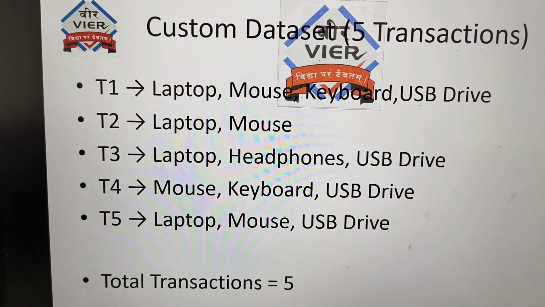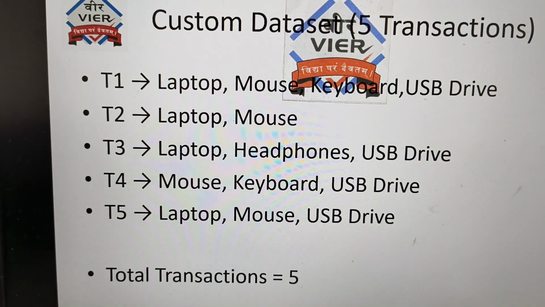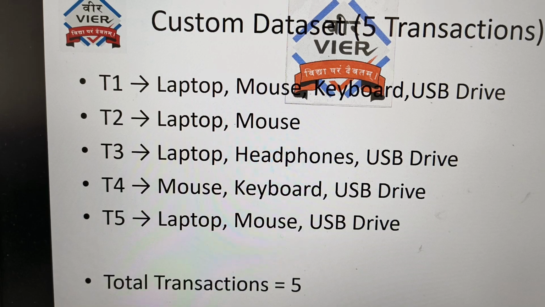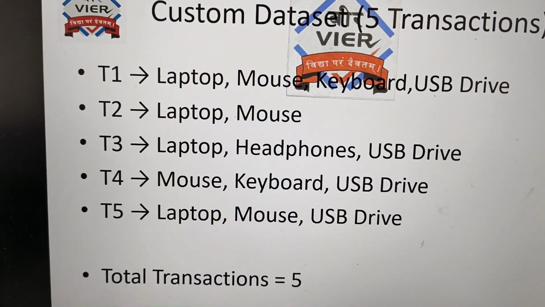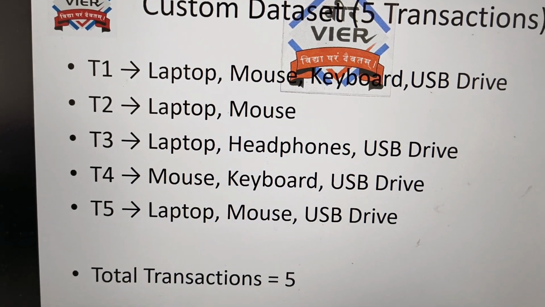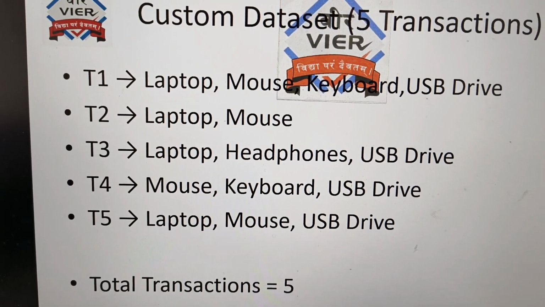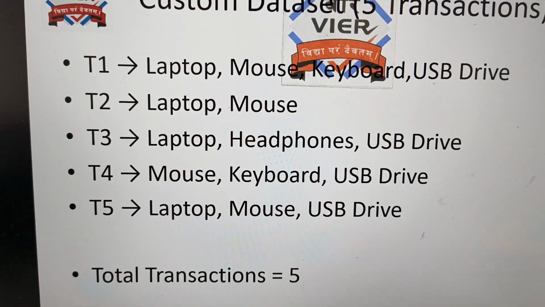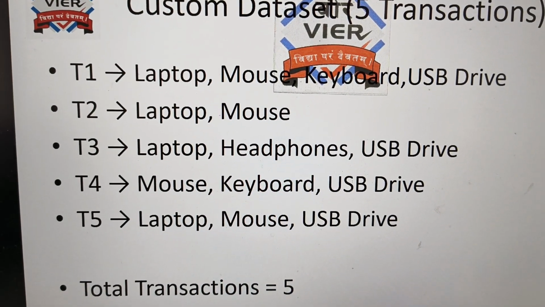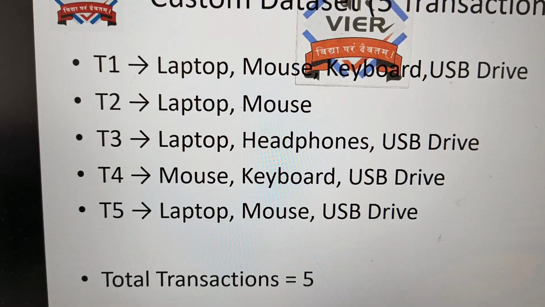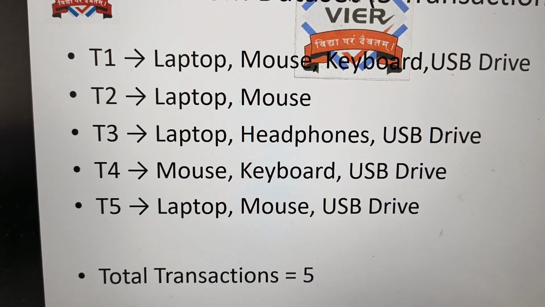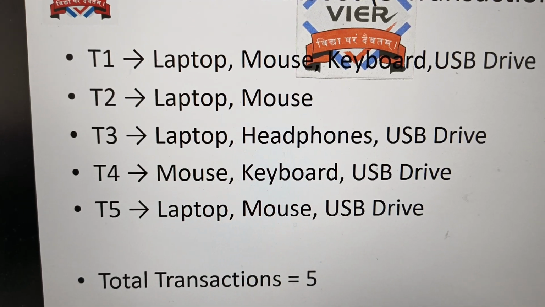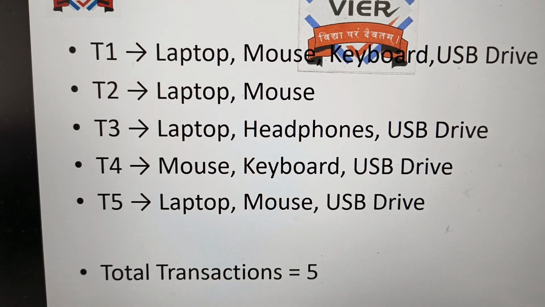There are 5 transactions: T1, T2, T3, T4, T5. So it consists of 5 transaction IDs. In each transaction, the customer buys different products. So you can see this one. In transaction 1, the customer buys laptop, mouse, keyboard, USB drive. Similarly, in transaction 2, the customer buys laptop and mouse. Similarly for T3, T4 and T5.